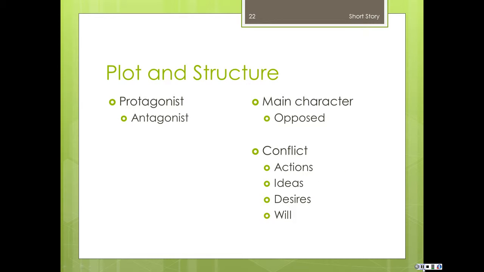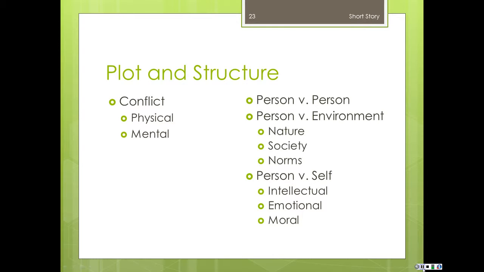When we look at the protagonist, we look at the protagonist as a main character. There may be more than one. And the antagonist as anything that is opposed to the protagonist. That may involve a conflict between actions, ideas, desires, or wills. Notice that when we talk about conflict, it may be either physical or mental. And generally we categorize conflict as being person against person, person against environment, whether that is nature or society or societal norms, cultural norms, or the conflict can be an internal one, the person with himself or herself. It can be an intellectual conflict, ideas. It can be an emotional conflict, a decision that is based on feelings, or it may be moral, a sense of right and wrong.